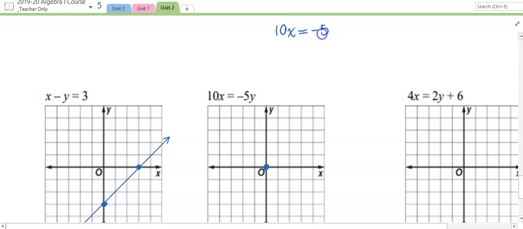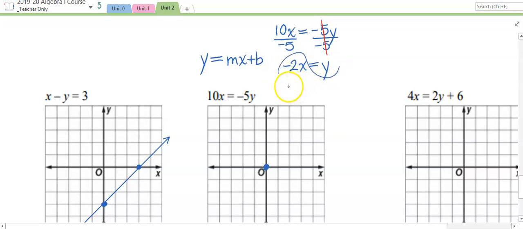10x equals negative 5y. Let's get y by itself. Let's get it so that we have y all by itself equals mx plus b. In order to get y by itself, I need to divide by negative 5 on both sides. On the right, I'm left with just y. And on the left, 10 divided by negative 5 is negative 2x. In other words, if I want to switch this around, y equals negative 2x.